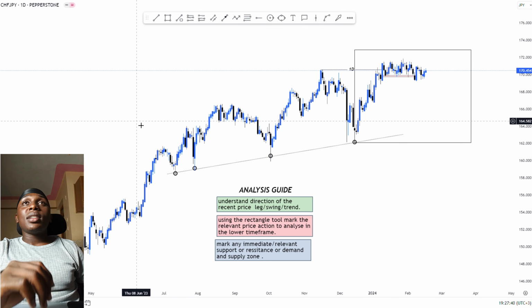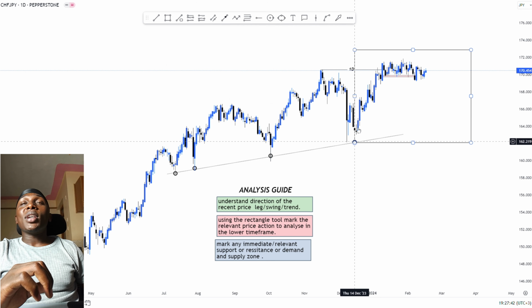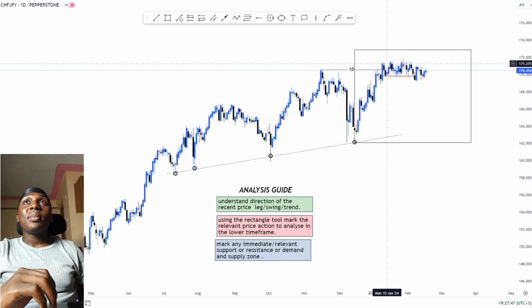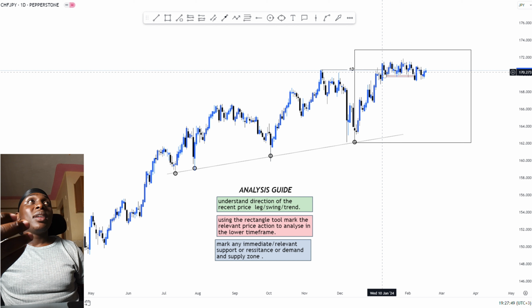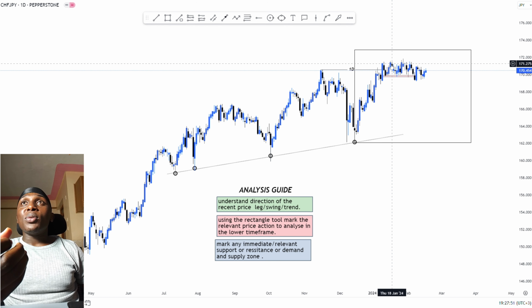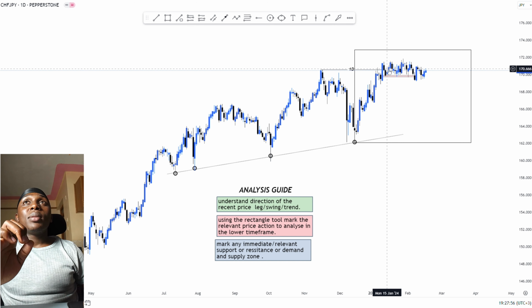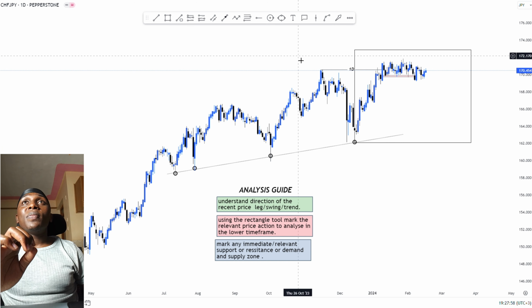So looking at CHFJPY on the daily time frame, you can see that the price was moving up, and then the momentum kind of got exhausted. So let's go to the 4-hour time frame and see what price is specifically doing.